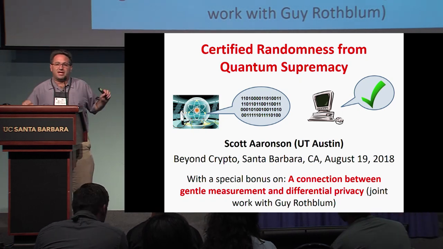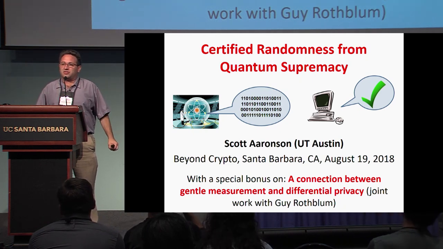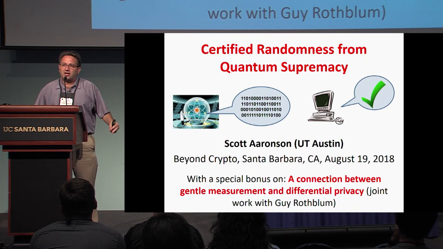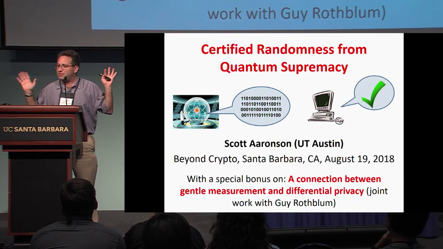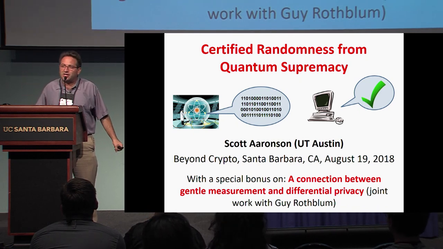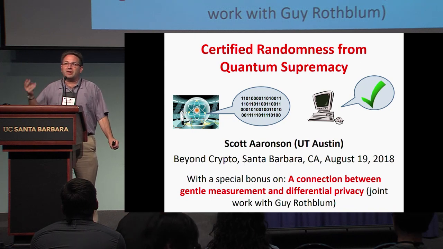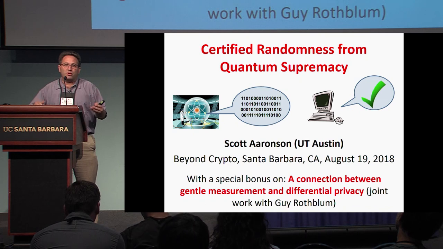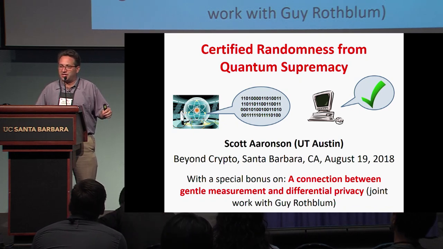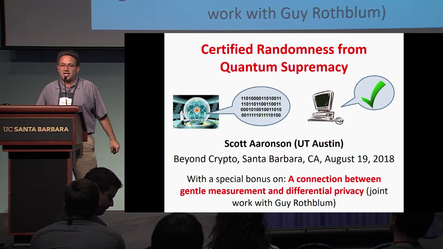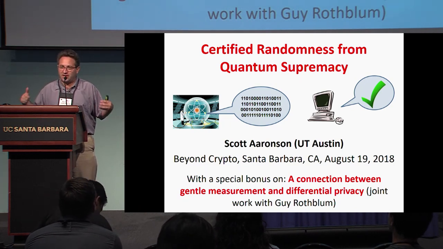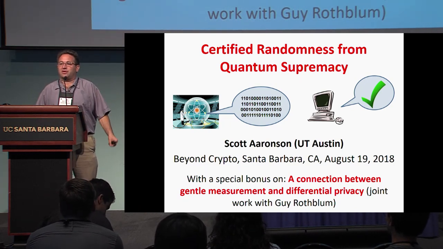This will not be a general talk about quantum computing and crypto, although that might have been good too. But I'm not going to talk about Shor's algorithm or about quantum resistant crypto or about quantum key distribution. I'm going to talk instead about some brand new connections between quantum computing and cryptography, ones that you probably haven't heard about. Okay?